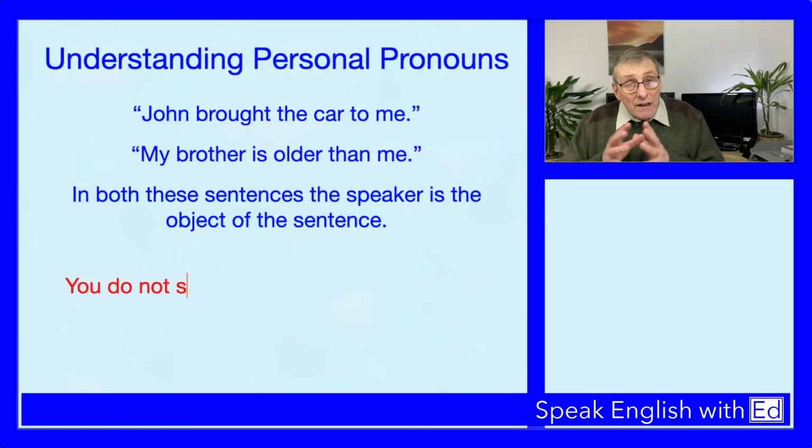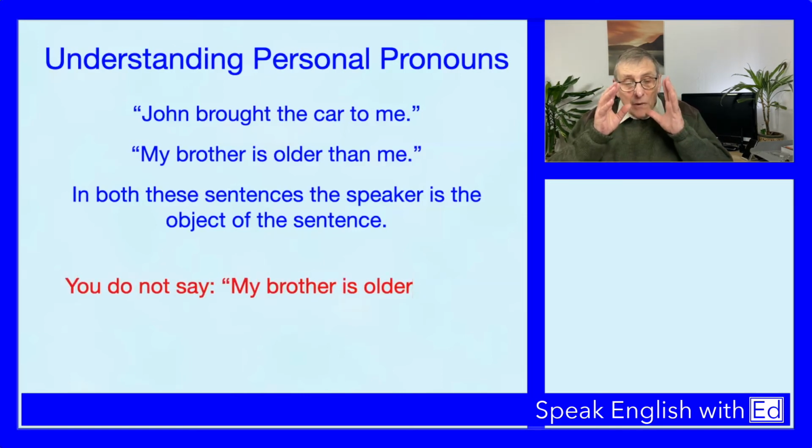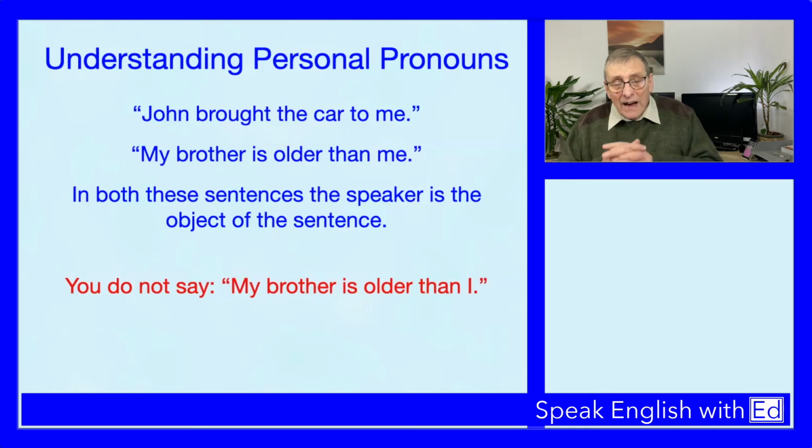Now, you don't ever say, my brother is older than I, because I is a subject pronoun. You don't put I in an object location. You don't say that. Same as you wouldn't say, me eat meat. No, you don't say that. It's wrong. It's grammatically incorrect. It's not correct. You must make sure that you get your right pronoun into the right situation.